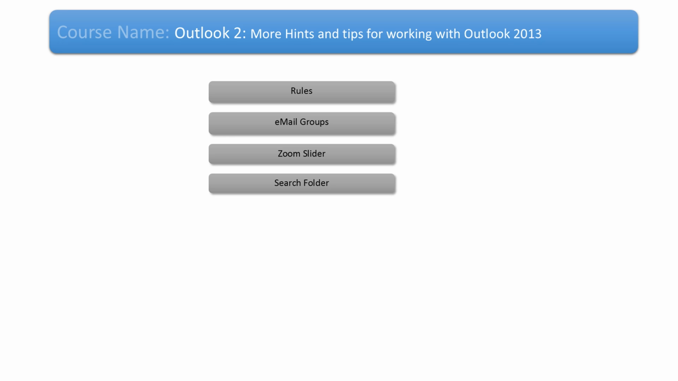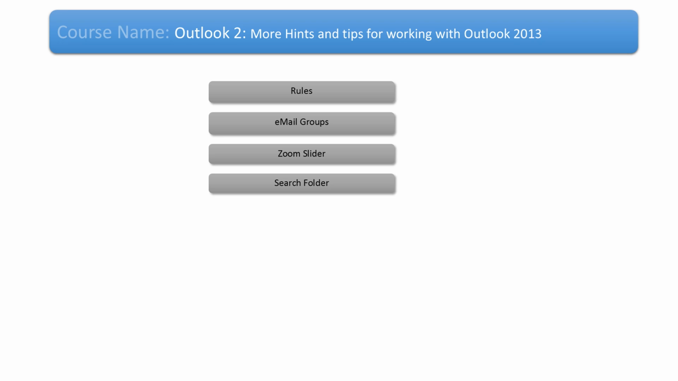Then we go on to look at email groups, where we can create groups of recipients from our people or contacts lists to create a group, enabling us to send an email to all of them at once.